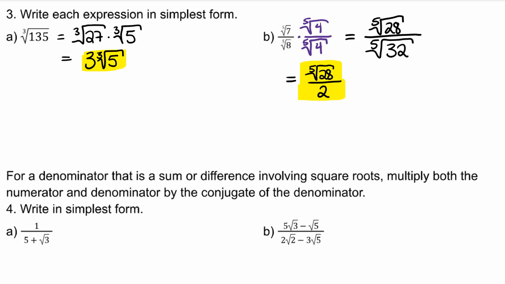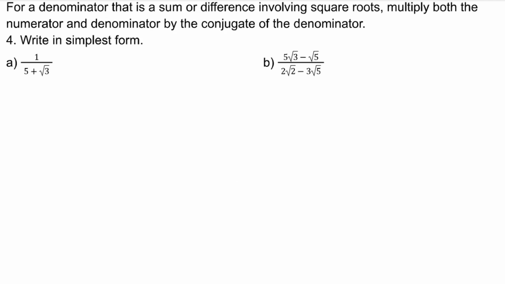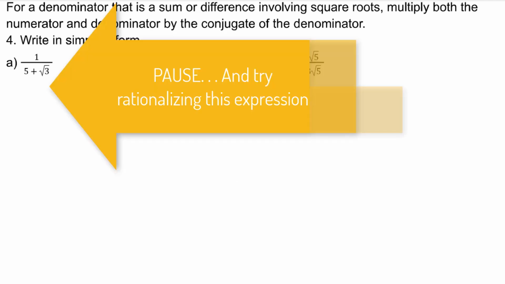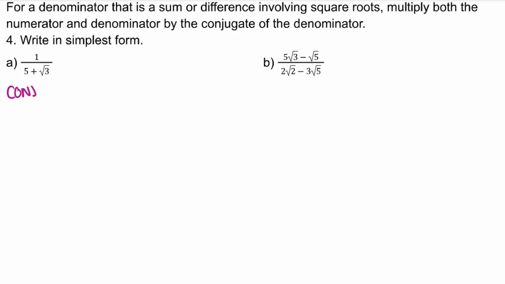For a denominator that is a sum or difference involving square roots, multiply both the numerator and denominator by the conjugate of the denominator. Remember, your conjugate for 5 plus root 3 would be 5 minus root 3. Pause this video, see if you're able to simplify on your own.